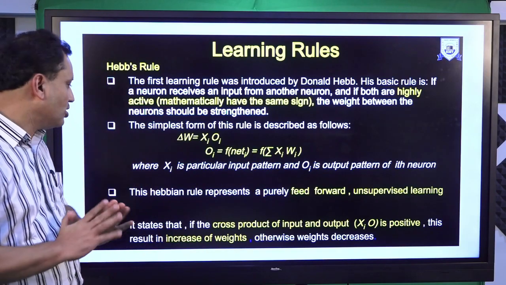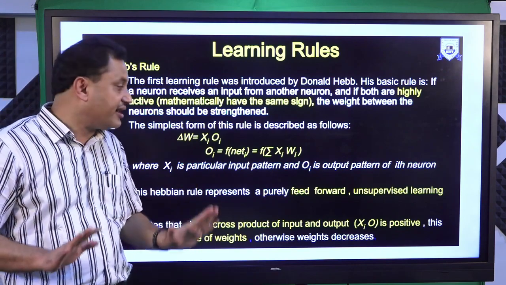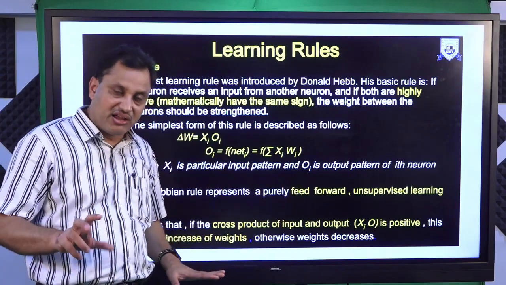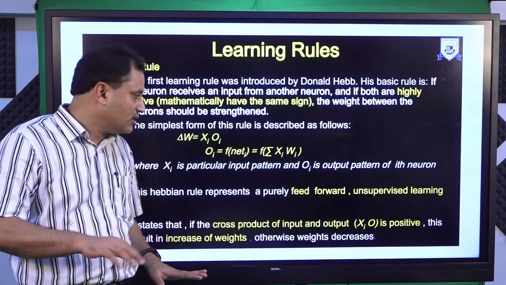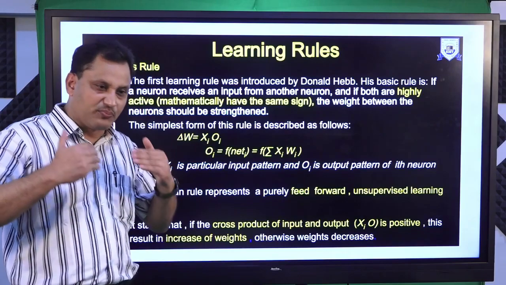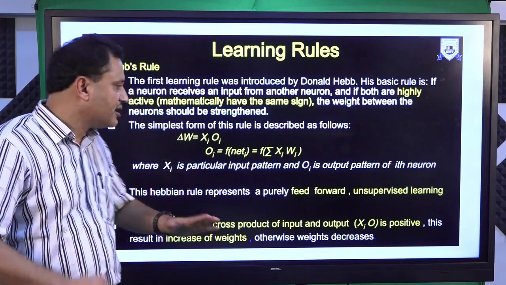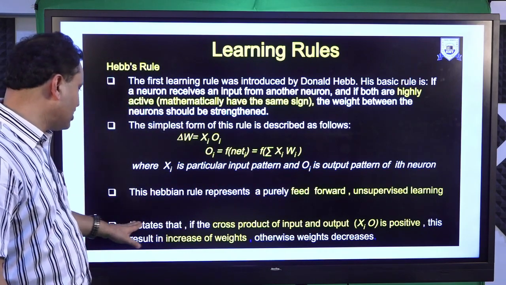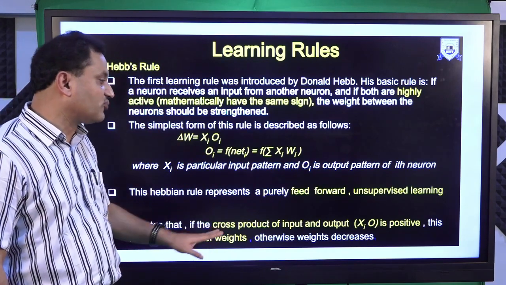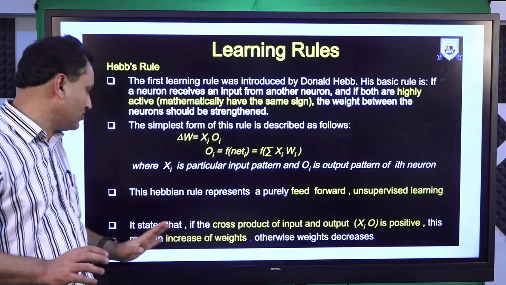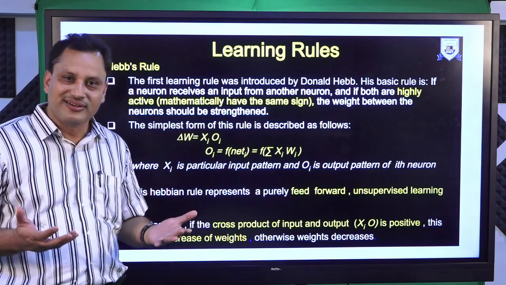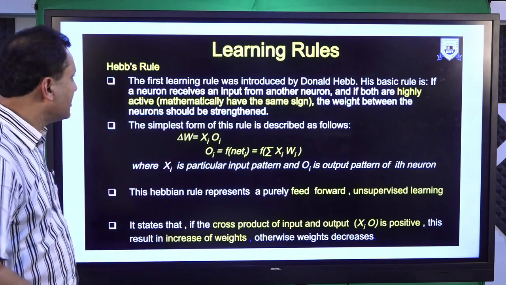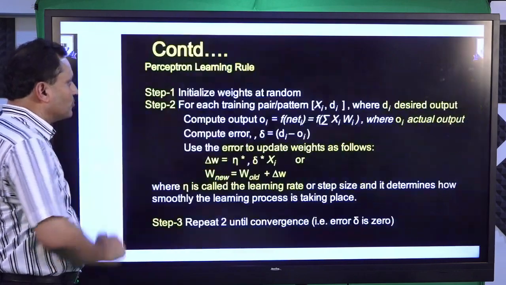The Hebbian rule represents purely feed-forward and unsupervised learning. So this statement gives you the idea of where we are supposed to apply the Hebbian rule. For applying the Hebbian rule, we have to design our neural network in a feed-forward manner, and the learning should be unsupervised. Alright? If the product of input and output, Xi and Oi, is positive, it means an increase in weight. If it is negative, of course, there is a decrease in weight. I hope the Hebbian learning rule is clear to you.